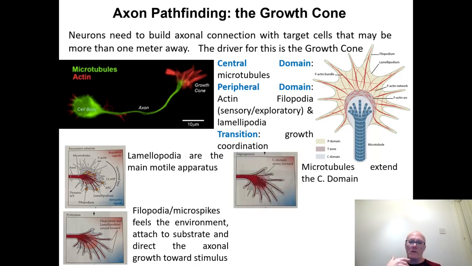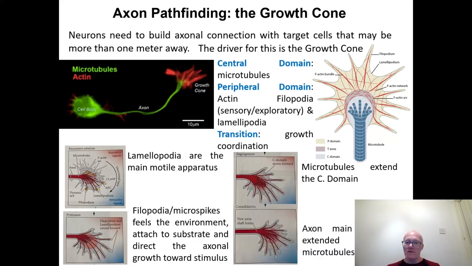Now, toward the direction of growth, new microtubules are synthesized or organized in the central domain. In this way, the axon grows toward the direction that the filopodia are sensing. So the entire axon body is extended in the direction of growth of the microtubules, and the direction of growth of the microtubules is determined by the filopodia sensing around.